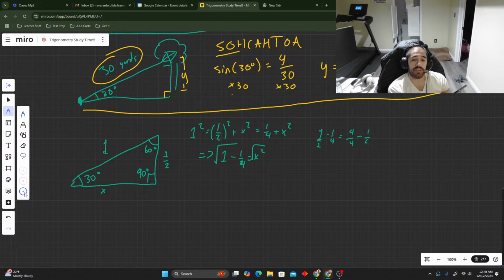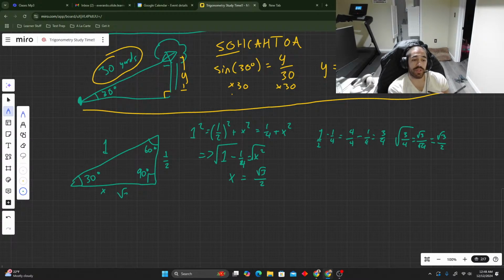4 over 4 minus 1/4 is equal to 3/4. If you take the square root of 3/4, this is the same as the square root of 3 divided by the square root of 4. Hey, what's the square root of 4? 2. So this is going to give us that x is equal to the square root of 3 over 2.